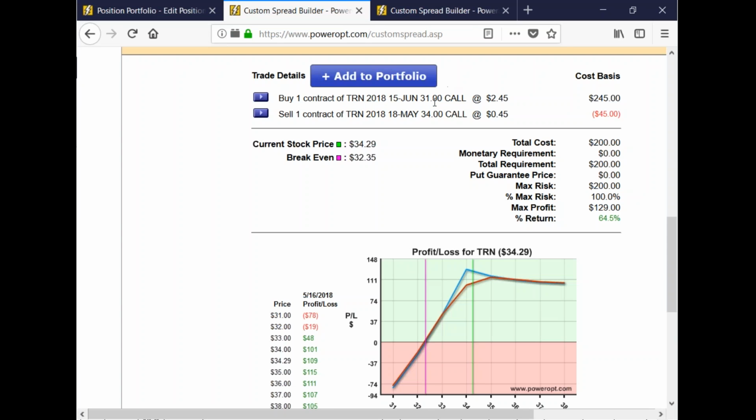Okay, so in this one we had that. We paid $2 for the debit in this diagonal spread. Yes, it's shorter term, but receiving the 45 cents gives a $2 debit, but it's a $3 difference in strike prices. Net debit less than the difference in strikes.